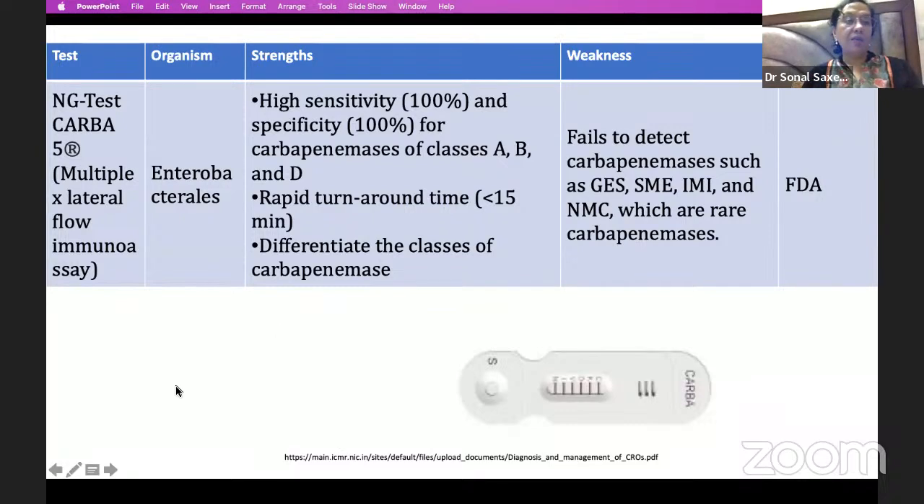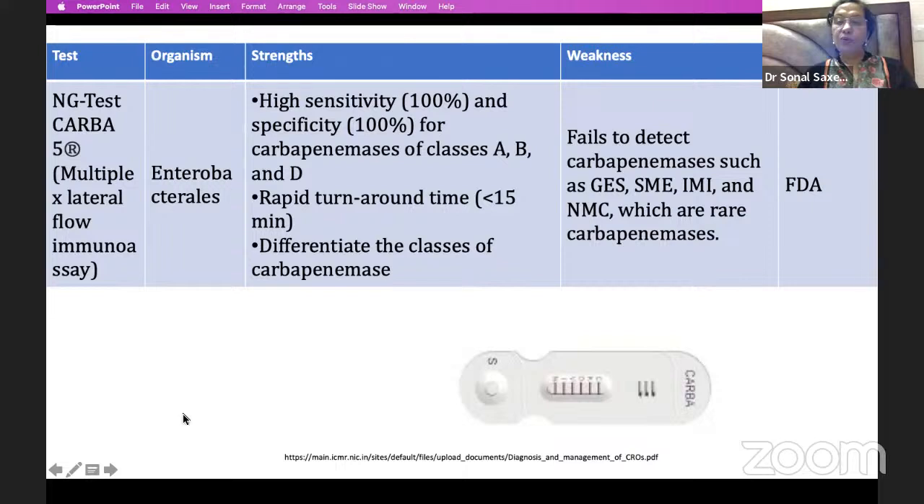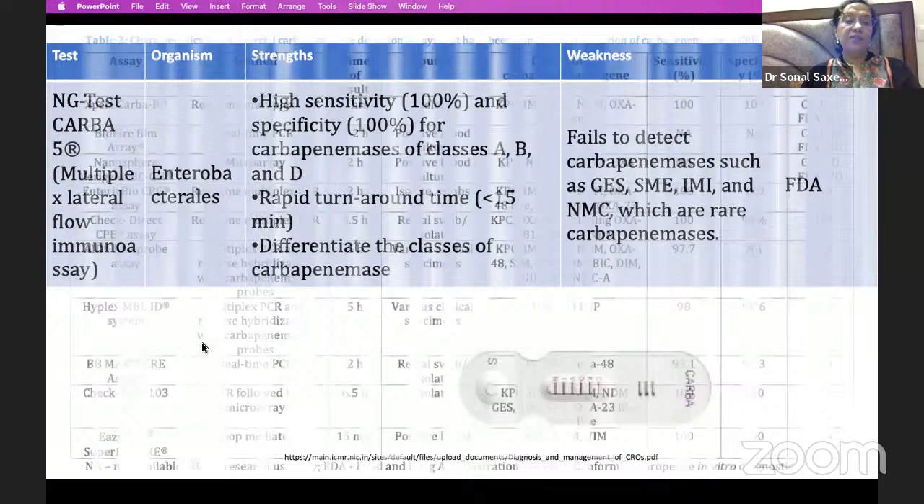Then comes Carba 5R. It is approved only by FDA, not yet mentioned in CLSI. It has a very high sensitivity and specificity for classes A, B, and D, and a rapid turnaround time. It's like any rapid card test that we do, based on something like an immunochromatographic test, but it does not detect SME, IMI, or NMC kinds, which are rare ones.